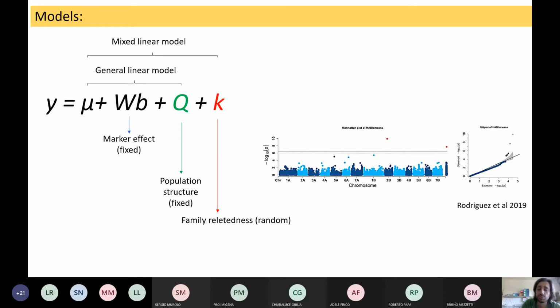So the general output of genome-wide association mapping is a Manhattan plot, as reported in the figure, where on the x-axis we have the whole genome, and on the y-axis we have the log of the probability, so the significance. Every dot is a marker. So the dots that go over a certain line of significance are significantly associated with the trait.